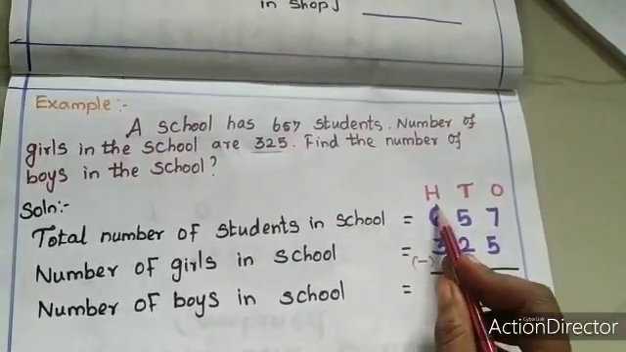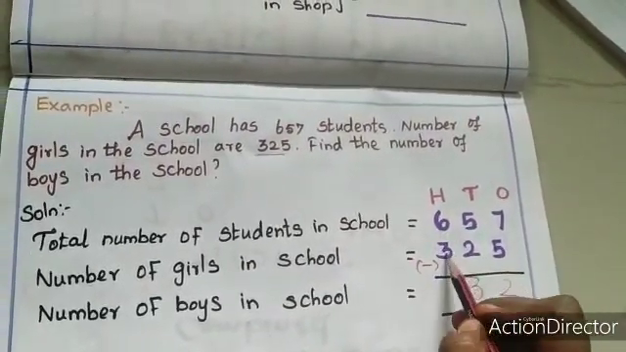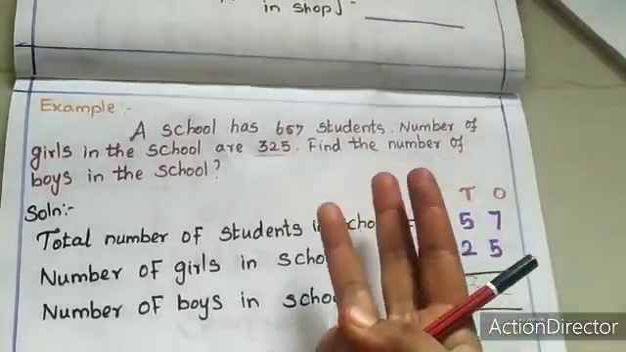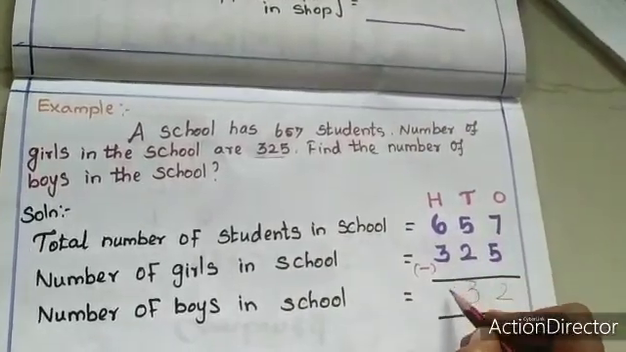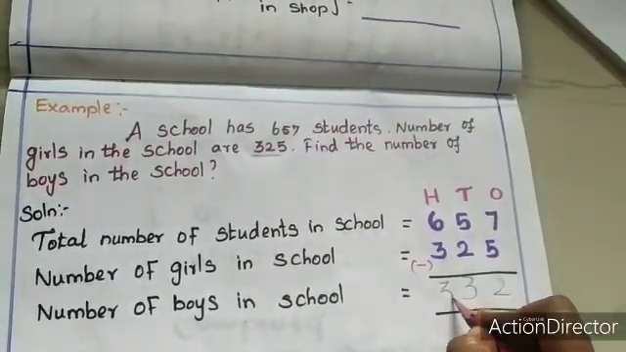Next, we subtract the hundreds column. 6 minus 3. 6 in the mind, 3 in the finger. Before 6, 5, 4, 3. So we write 3 in the hundreds column.